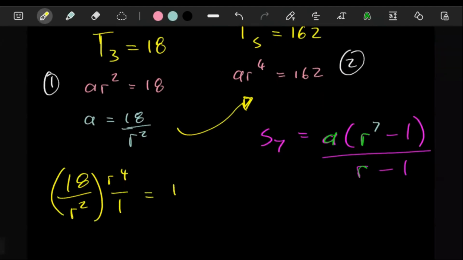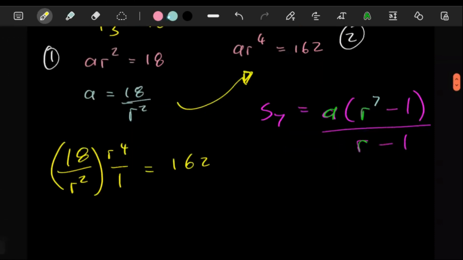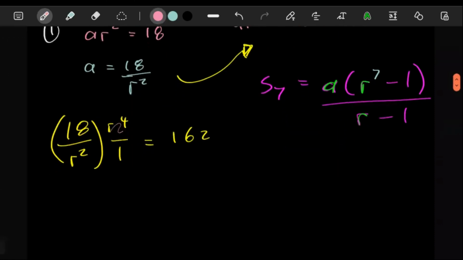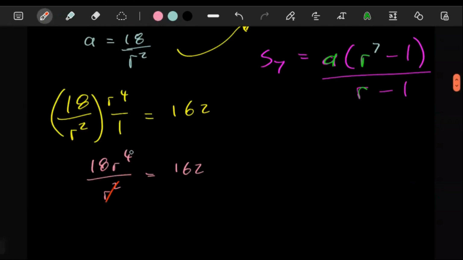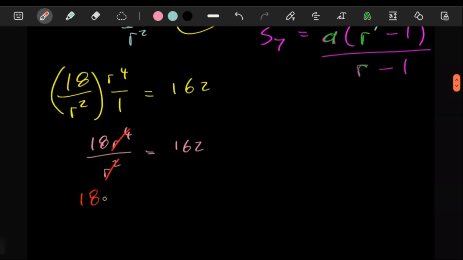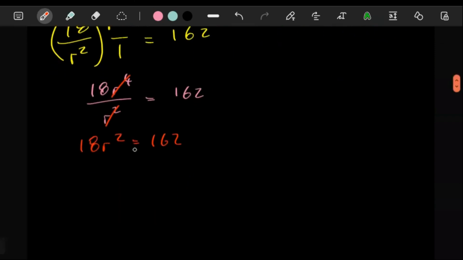This is 162. The reason I did this is so that you can see that at the top, 18 times this is going to give you 18R to the power 4. At the bottom, R squared times 1 is just R squared. The right hand side, nothing has changed. We know 2 of these cancel 2 at the top, so you have 18R squared. Here we're clearly about to get a value of R. We can just divide both sides by 18, and then eventually square root both sides.